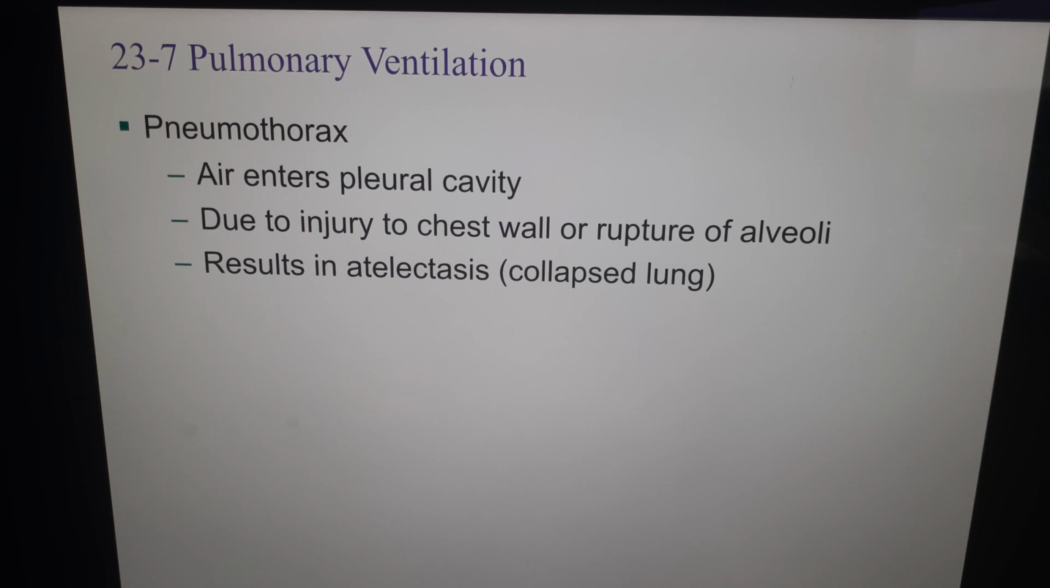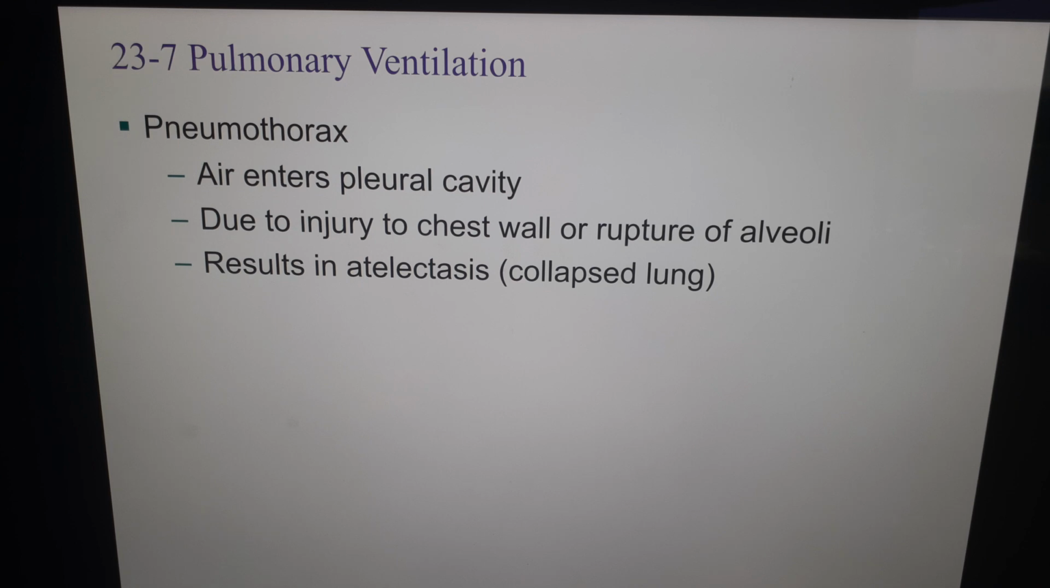So what's a pneumothorax or a collapsed lung? That is what happens if air gets into the pleural cavity. So now, instead of being at negative 4 millimeters of mercury, which holds the lung open, atmospheric pressure enters and goes to the outside of the lung.